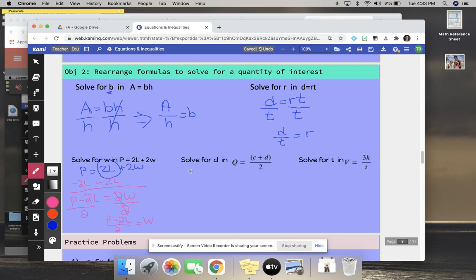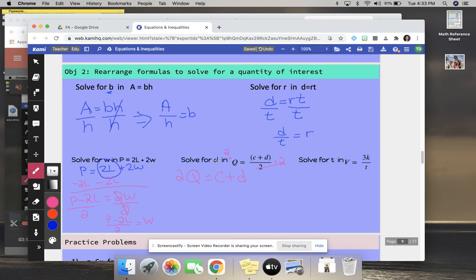Solve for D. We have Q is equal to the quantity C plus D, divided by 2. This whole expression on the right side is division, so we want to do the opposite, which is multiplying. I'm going to multiply by the reciprocal, which in reality is 2 over 1. But I'm just going to multiply by 2 to get rid of that 2, which means I'm multiplying this by 2 as well. So now I have 2 times Q is equal to C plus D.